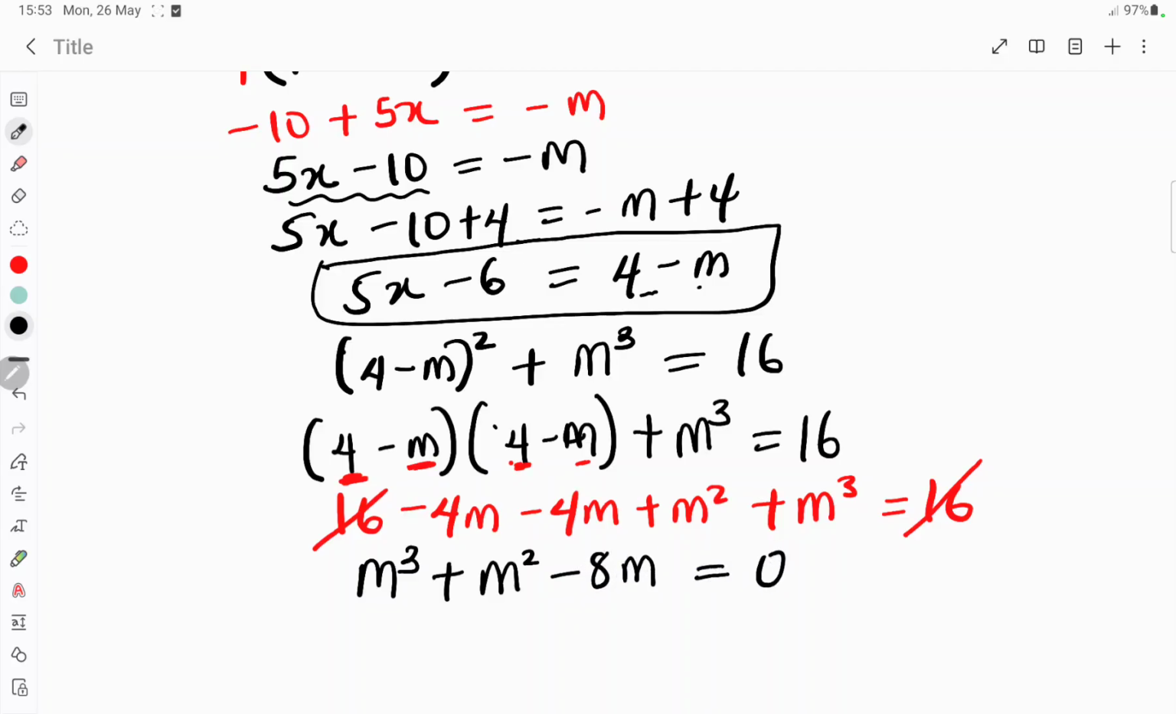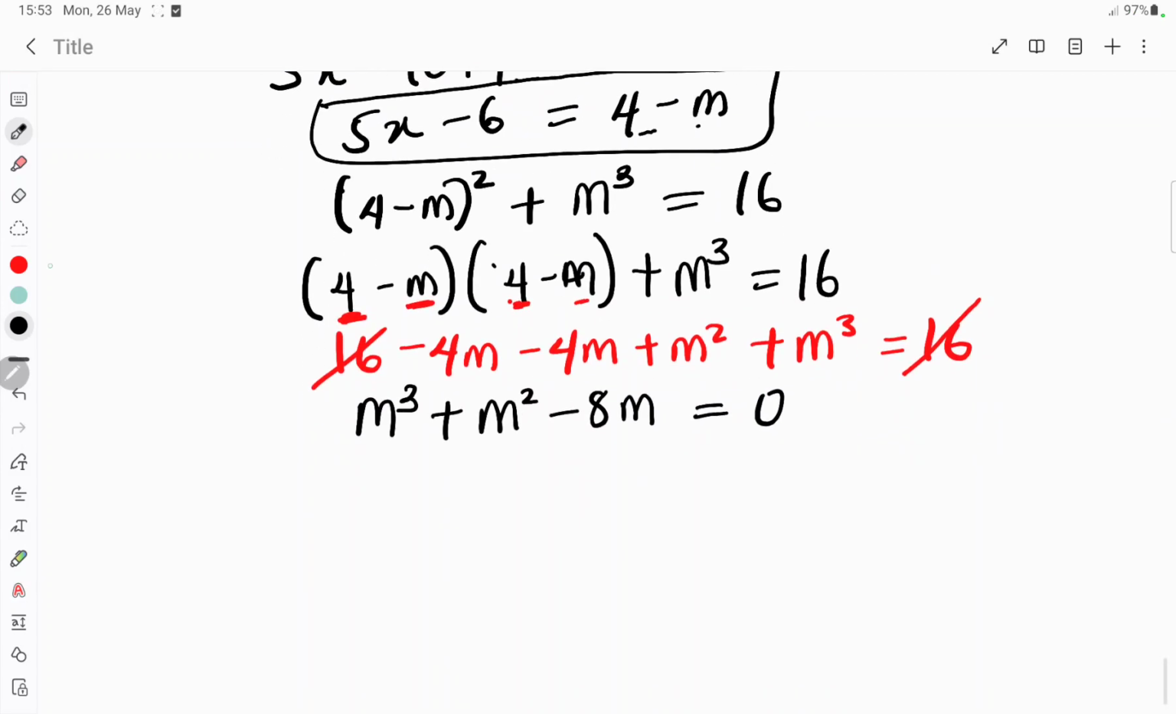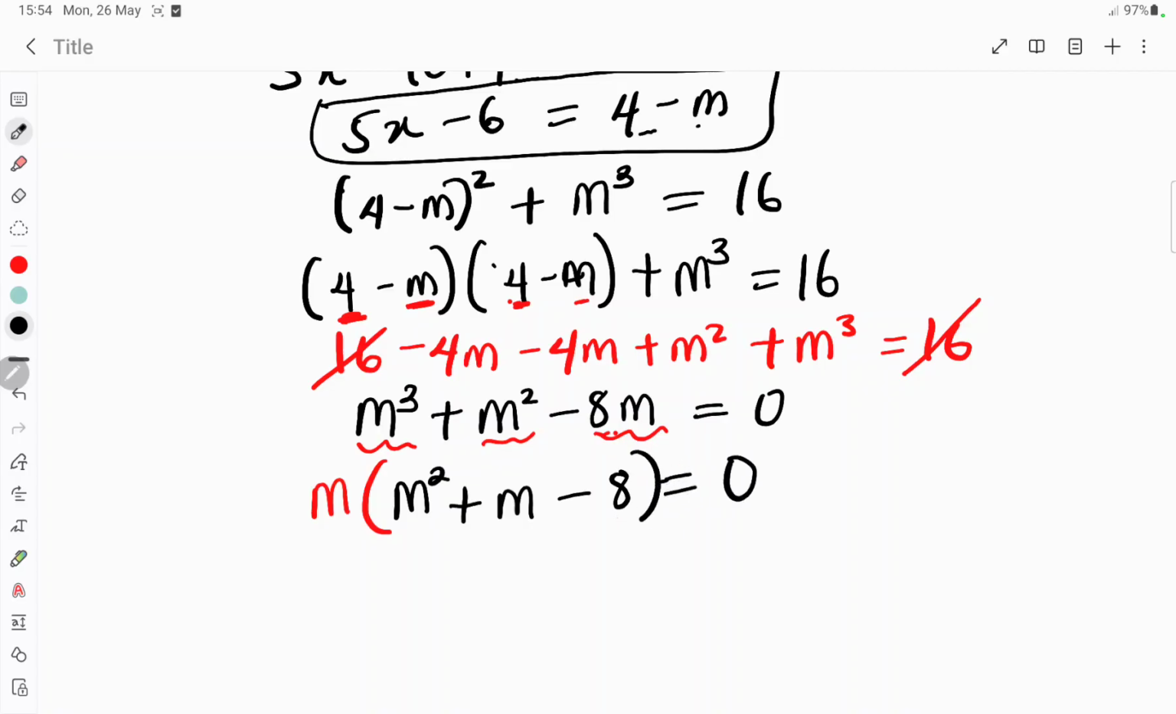On getting this, if you look at the terms we have here, there is m here, m here, and m here. So we can factor out m. When m divides m³, you get m². When m divides m², you get m. And when m divides -8m, we get -8, and this equals 0.